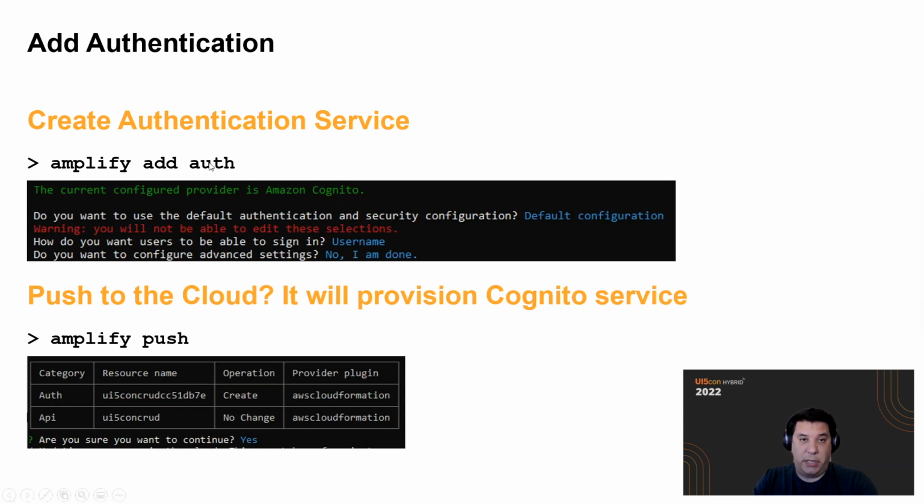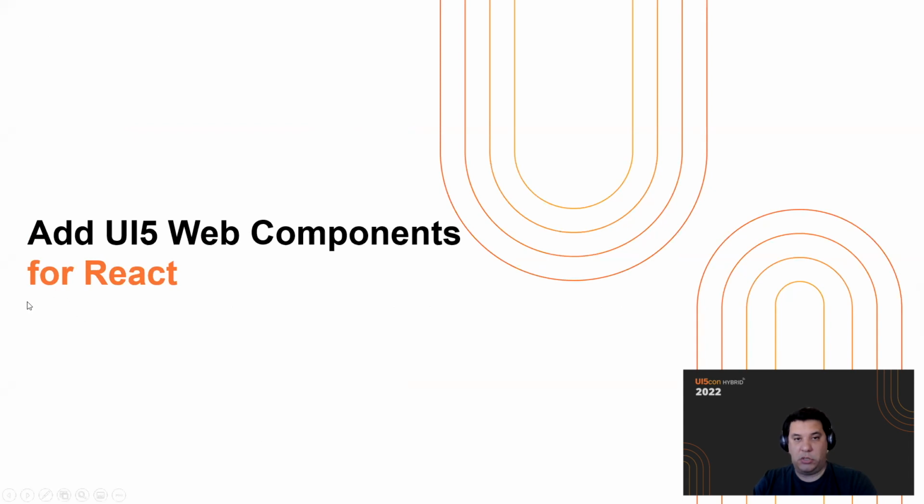And we can add an authentication service, just using amplify add auth. I keep the default settings for the answers, and with the same amplify push, it will do the provisioning of the service in the cloud. So by doing these simple steps, we already have our backend ready to be used by our application. Now we need to add the UI5 Web Components to our React application, right? And I jump again to the application to show you the code for that.